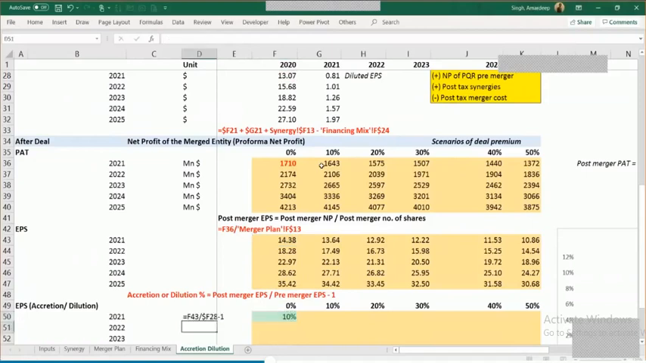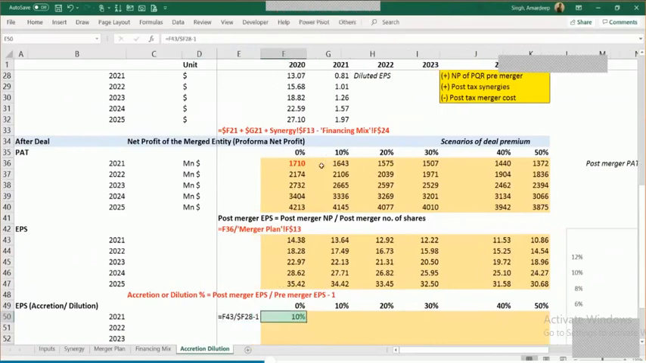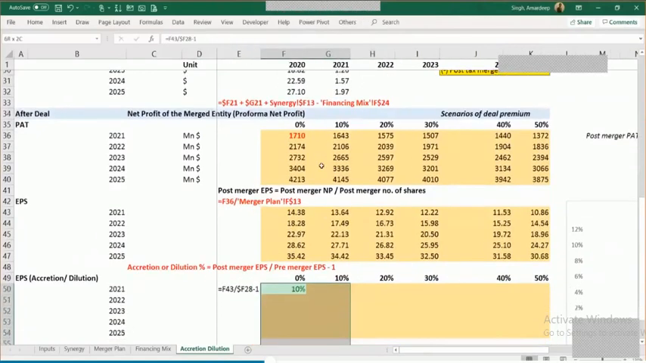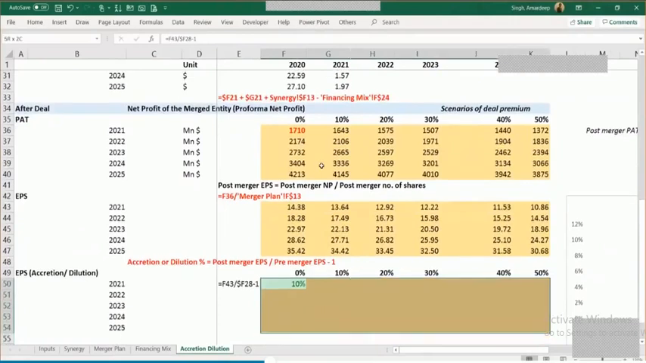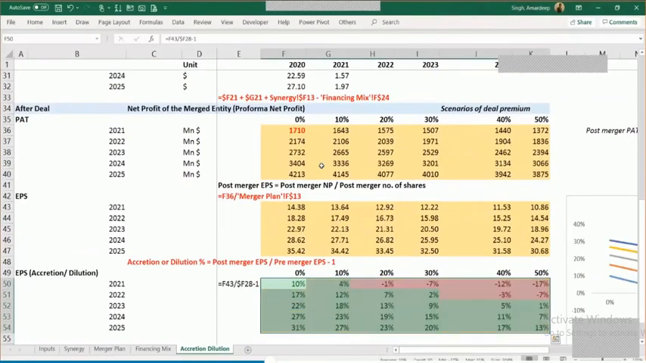That's about 10%. So if you see, I'm going to copy and paste this formula everywhere. It'll show you whether it is a positive number leading to accretion or a negative number leading to dilution. All of these positive numbers out here indicate that the deal is accretive, and the negative numbers indicate that the deal is dilutive.